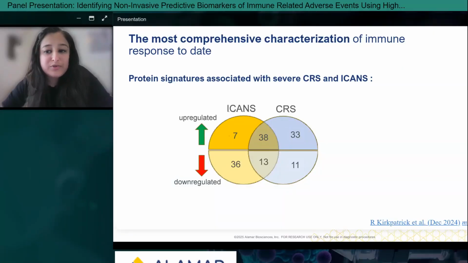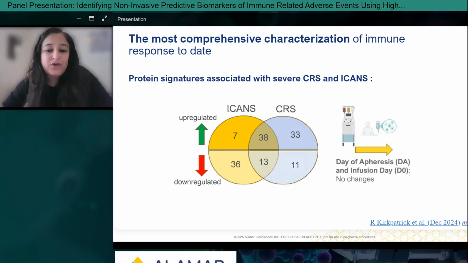But there are also several proteins that are unique to each of these phenotypes. And this could reveal further insights into the differences in the underlying biology that contributes to the different time courses and clinical manifestation of these two events. Over the next few slides, I would like to take you through this journey through time as we explore the proteomic changes that are induced after infusion with anti-CD19 CAR-T therapy at day 0.